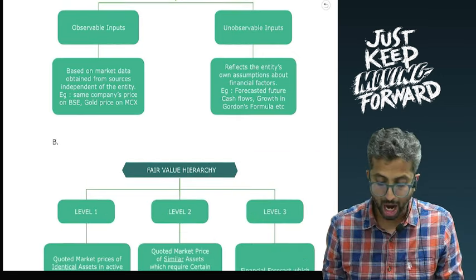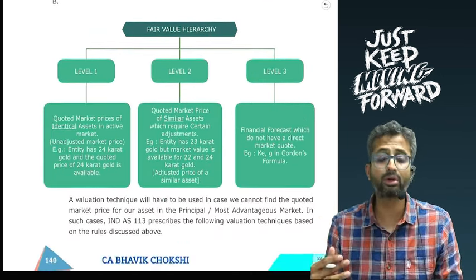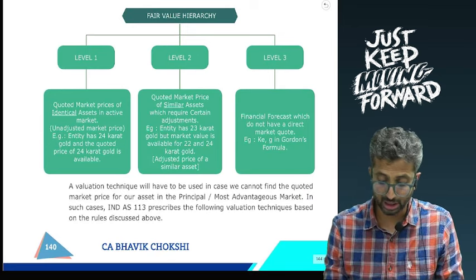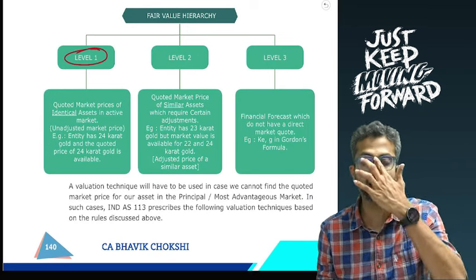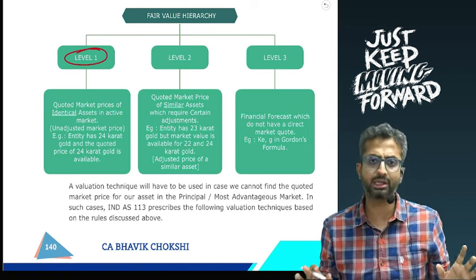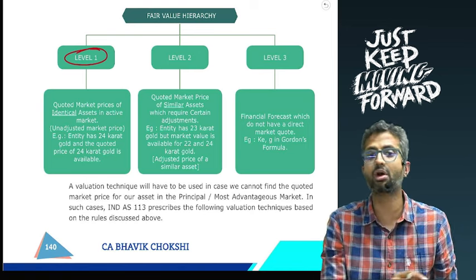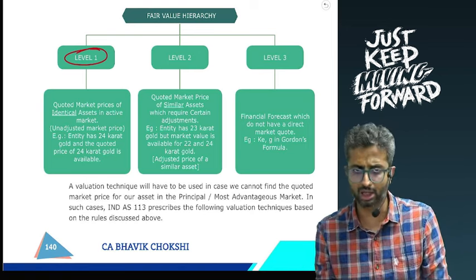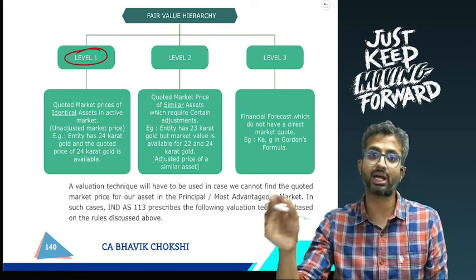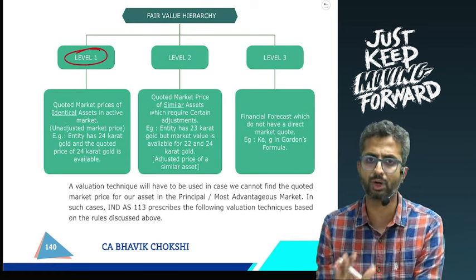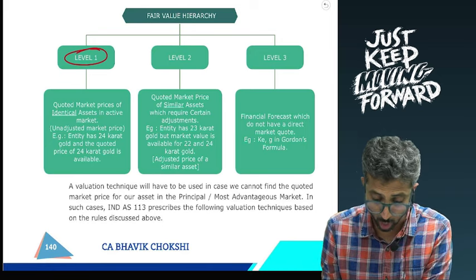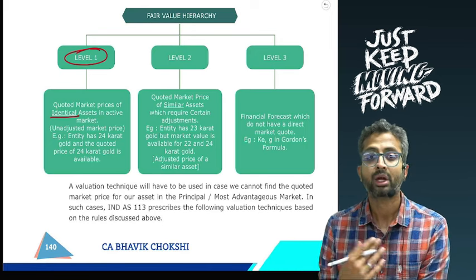Now, how do you classify these inputs? Simplistically, level 1 category inputs are unadjusted prices of identical assets from an active market. So if I have 24 karat gold, and the market, MCX, gives me the quoted price of 24 karat gold, that is a level 1 category price.